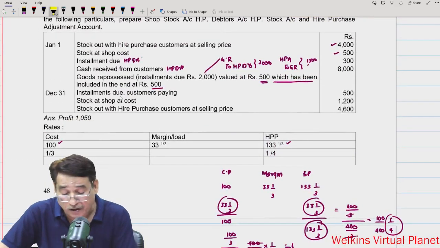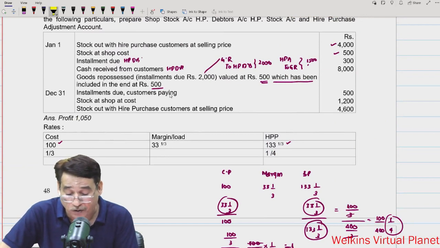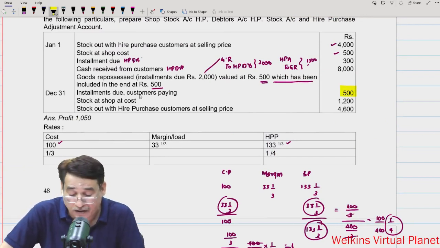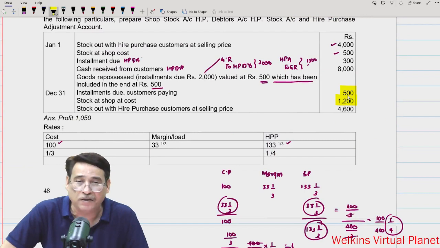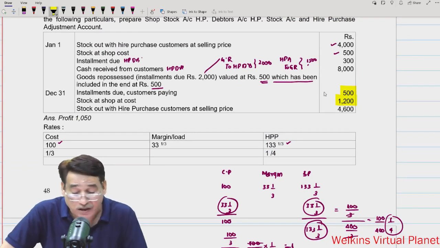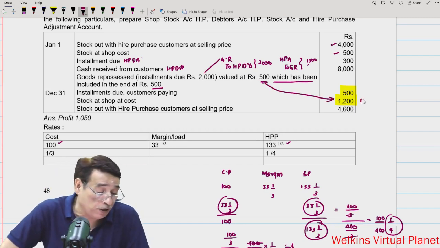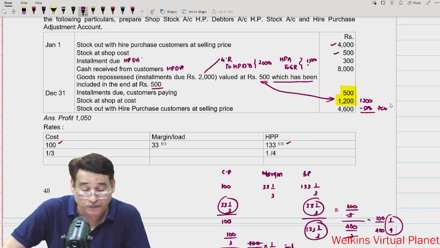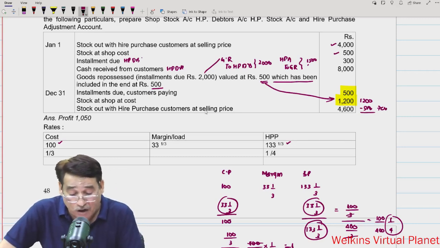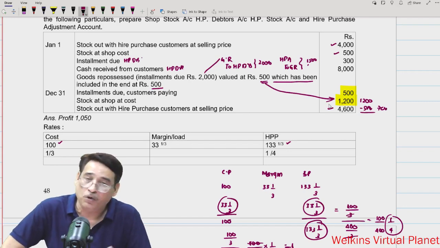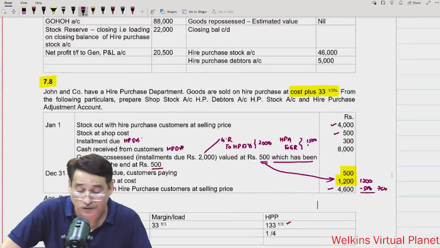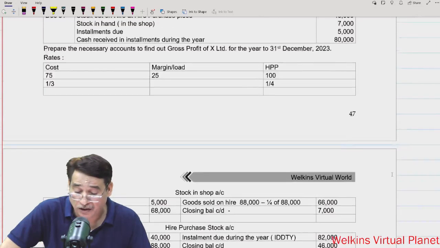And stock in shop, add installment due, customer is still paying, that is debtors balance. Stock in shop account closing balance, this is what I was trying to tell you, that this balance 1200 given in the question includes the 500. So that is why when you write the closing balance, you must subtract 500 and write only 700. Is it clear to you? Then stock out on hire purchase stock account. This is the closing balance of hire purchase stock. You can do this now, this particular question 7.8.